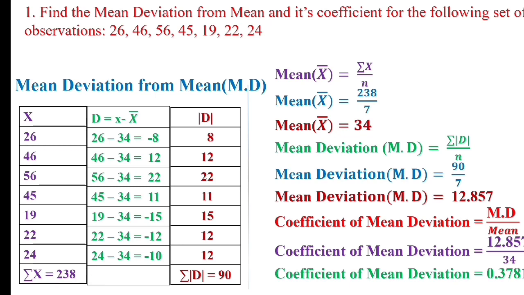Next one, mean deviation from median. Then next, mean deviation from mode. So for all three methods and three different types, we are going to study 9 problems. Next one is the mean deviation from median and its coefficient. The given values are 11, 6, 6, 12, 12, 7, 7, 9. We need to find the mean deviation from median.